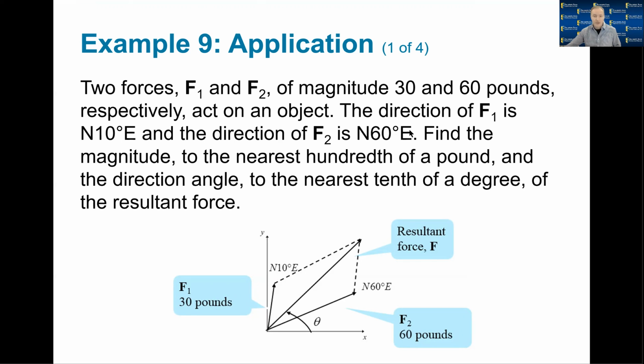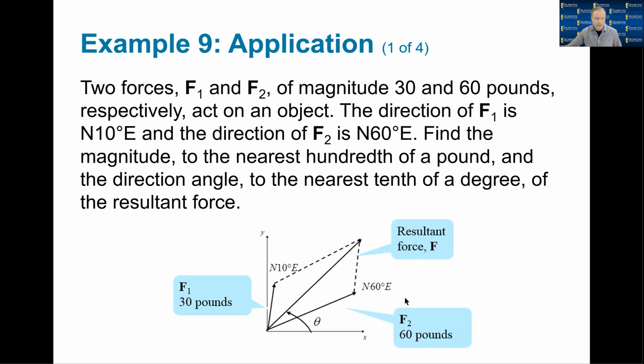It says the direction of F1 is 10 degrees east of north. I've tried to label that right here. This angle right here would be 10. And then the direction of F2 is 60 degrees east of north. So from the y-axis to this, I would have 60 degrees, which means this angle down here is 30 degrees. The angle to F1 would be 80 degrees because it'd be 90 minus 10. So 80 degrees to force F1, 30 degrees to force F2.